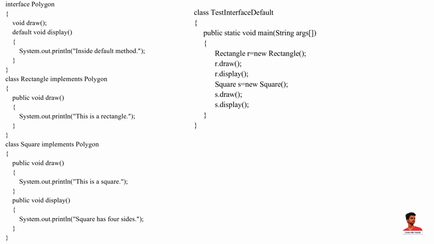In this example, we have created an interface named polygon. It has a default method display and an abstract method draw. Here we have created two classes rectangle and square that implement polygon. The rectangle class only provides the implementation of the draw method. However, the square class provides the implementation of draw method and overrides the display method. While calling the display method using rectangle object, the default method is called. However, while calling the display method using the square object, the overridden method is called.